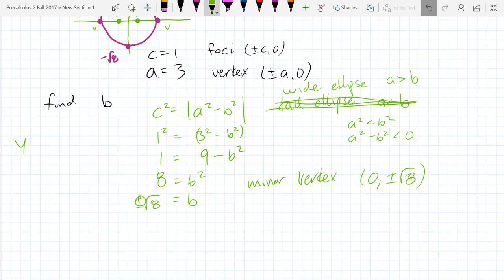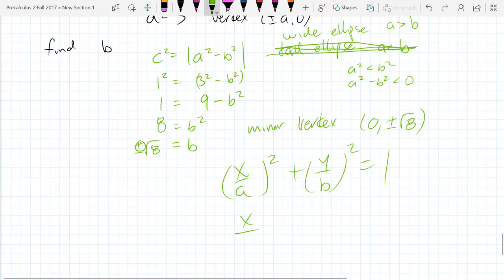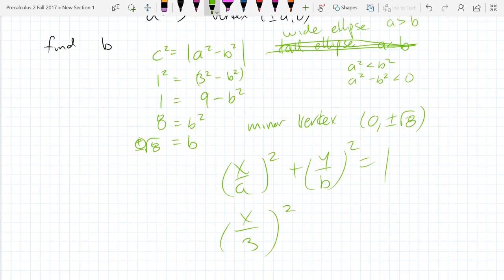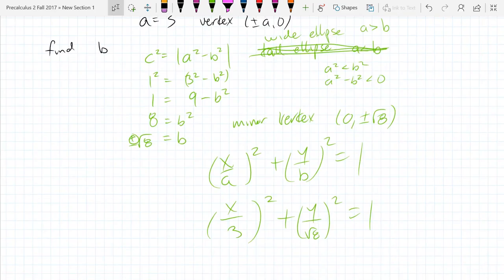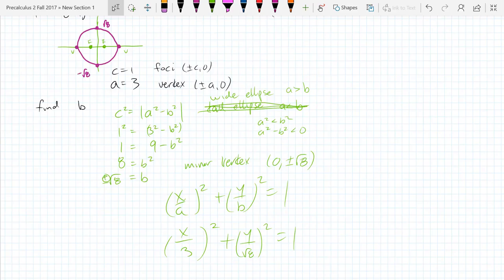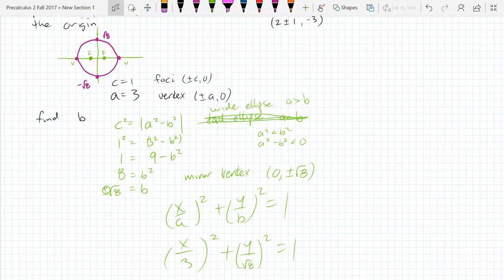We have x over a squared plus y over b squared equals 1. And a is 3. Y over square root 8 squared equals 1. All right, so there is the equation for the ellipse, the easy ellipse. Now what we have to do to get the actual answer for the original problem, we have to move this over 2 to the right and then down 3.